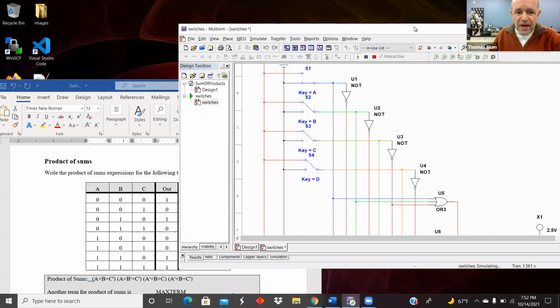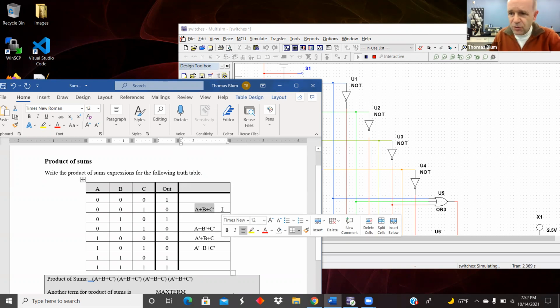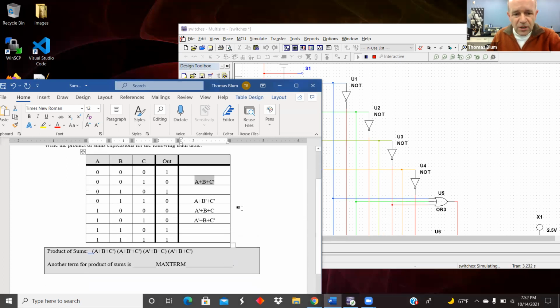So that is a product of sums, also known as a Maxterm. So you focus on the zeros in the output of the truth table. You write an ORed expression. You're trying to create a 0 for that row. So when you see a 0, you leave it, but when you have a 1, you invert it. So the inverse, the prime, goes with the 1s in this case. And then you take your sum expressions and write a product of them.